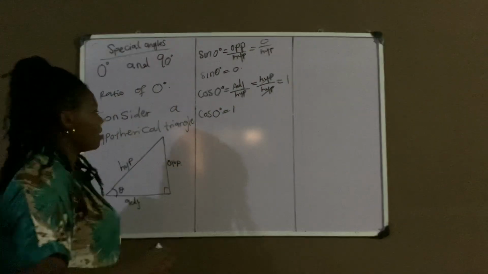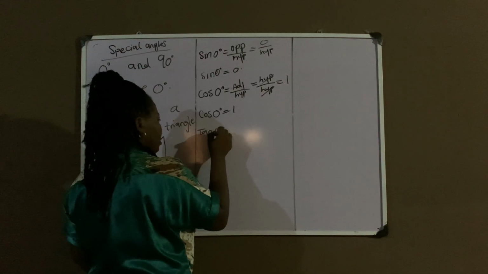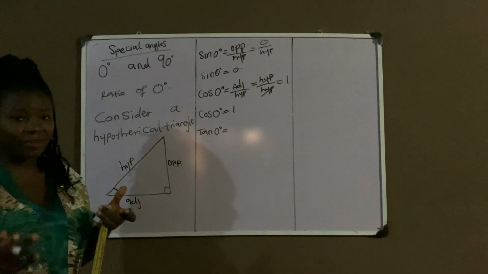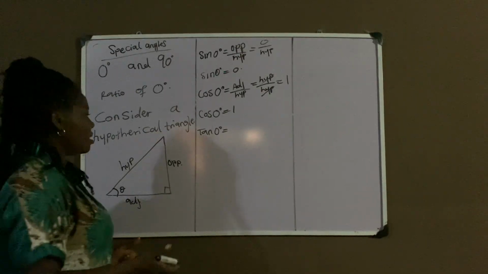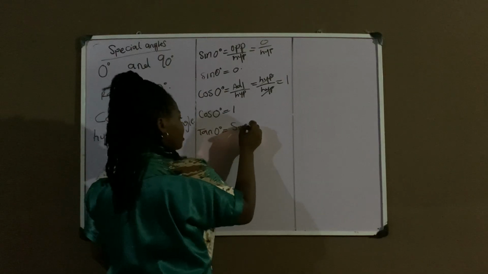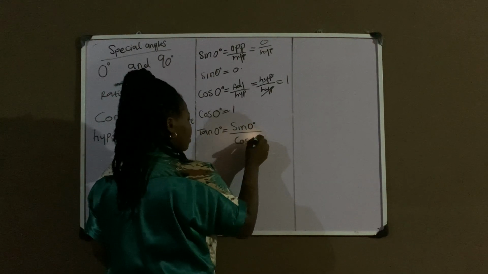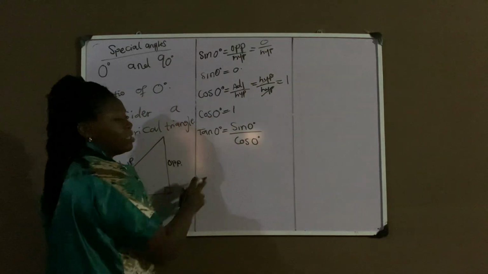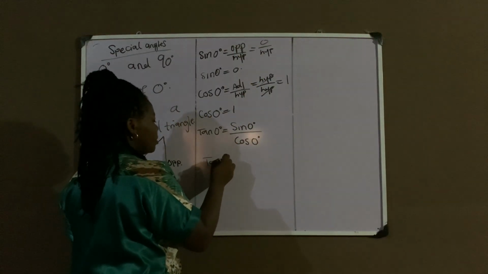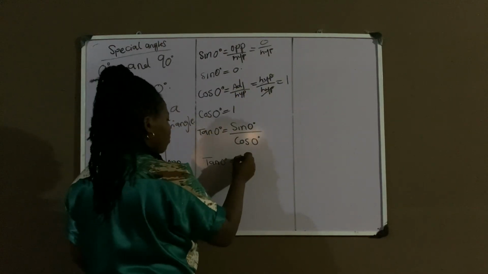So cos 0 degree is giving us 1. Now let's take the tangent, the tan 0 degree. Now to get the tan of 0 degree, we use the formula I gave you previously. We say that tan 0 degree is equal to sine 0 degree over cos 0 degree. Now what is our sine 0 degree here? You want to see that sine 0 degree is 0. We have 0 here.